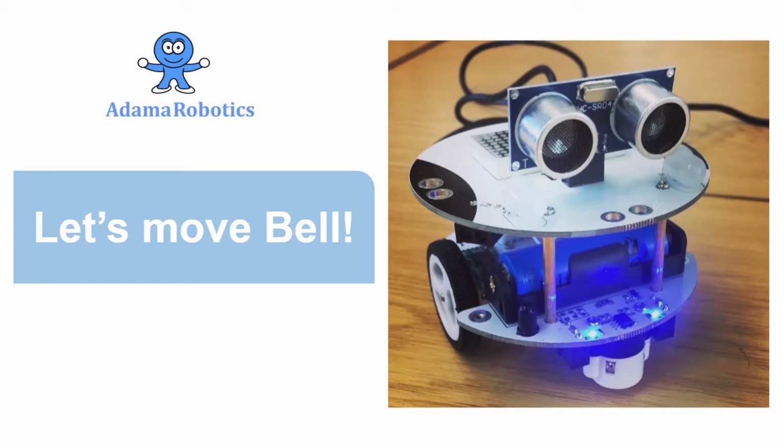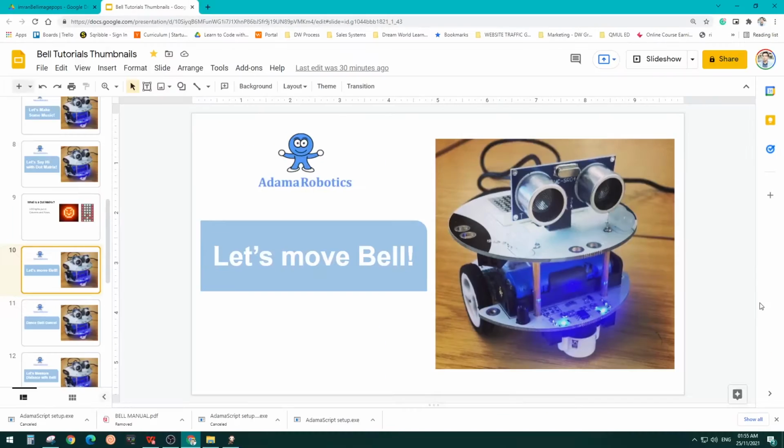As you can see, Bell has two wheels, one on the left, another on the right. The wheels can move with the help of mini motors. Okay, so now without any further ado, let's get started.